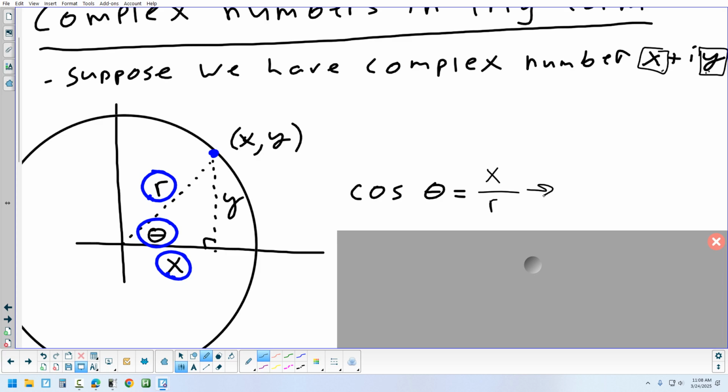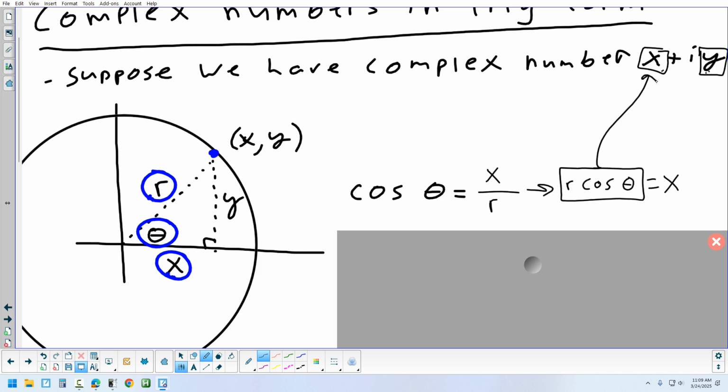Now, solve that for x. And that will give you a different way to write x. What would you get if you solve this equation and get x by itself on the right? Yep, r cosine theta. So this gives you a way to describe the horizontal without using the letter x. We're going to fill that in.